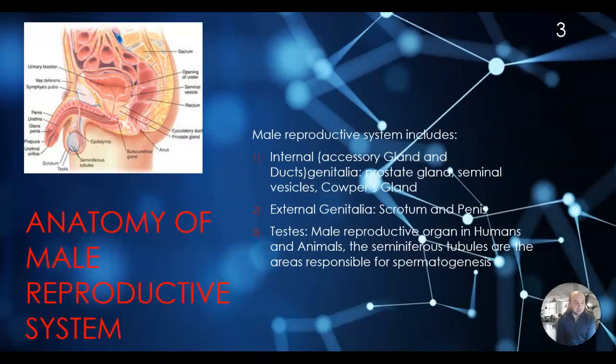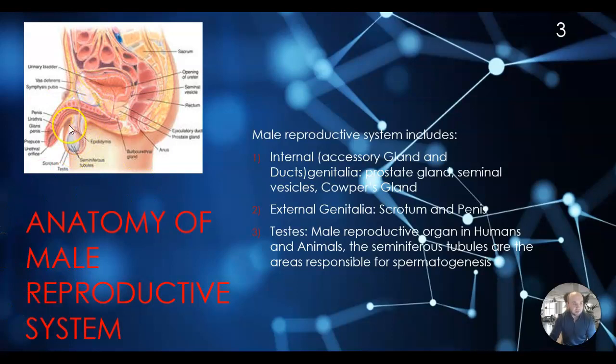So this is the anatomy of the male reproductive system. The male reproductive system includes the internal organs, which includes the accessory glands and ducts, and the prostate gland, the seminal vesicles, and the Cowper's gland. And then you have your external genitalia, which is your scrotum, your penis, and then you have your outside area, which are your testes. These are the male reproductive organs in humans and animals. The seminiferous tubules are the area responsible for spermatogenesis.